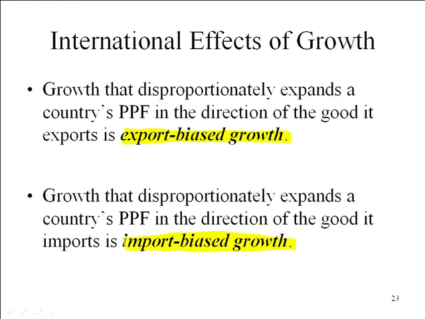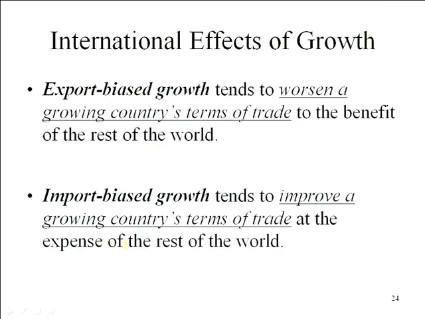So when we have import bias growth, we actually get two positive effects. The first positive effect from the economic growth itself, and then we also get a small additional positive effect coming from an improvement in our terms of trade. Export bias growth, we still have the positive effects that are coming from economic growth directly, but then we lose a little bit of that because of the deterioration in our terms of trade. So it's easy to say then that export biased growth will worsen a growing country's terms of trade.